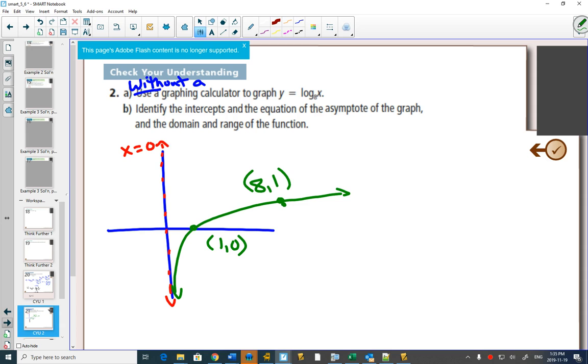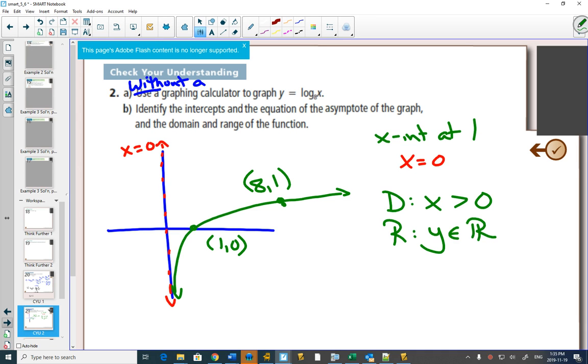Does it have any intercepts? Yes, an x-intercept at 1. What's the equation of the asymptote? It's a vertical asymptote at x equals 0. Domain and range. The domain are the x values bigger than 0, and your range is everything. So that's really quite straightforward to graph your basic log graph.